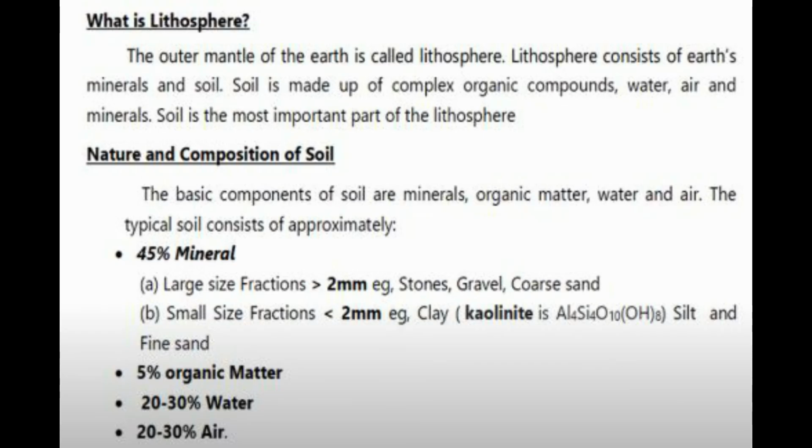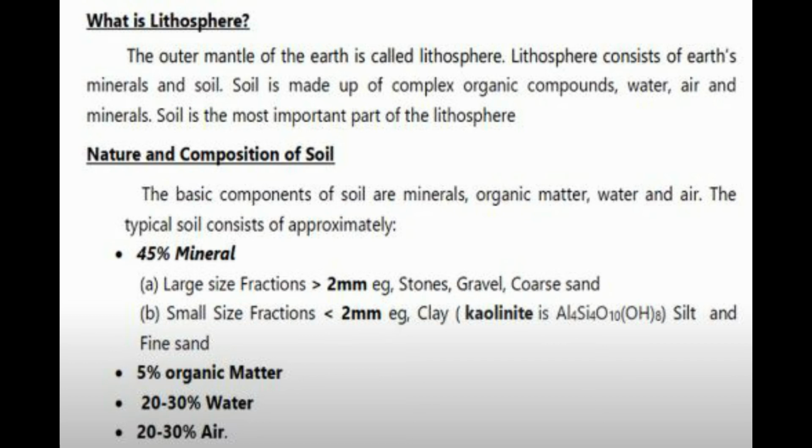What is lithosphere? The outer mantle of the Earth is called lithosphere. Lithosphere consists of Earth's minerals and soil. Soil is made up of complex organic compounds, water, air, and minerals. Soil is the most important part of the lithosphere.